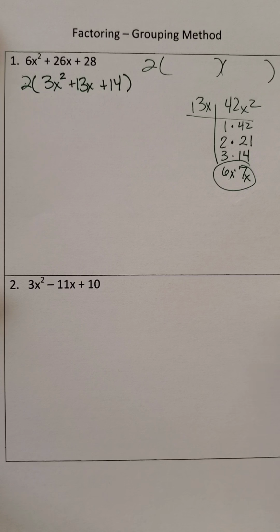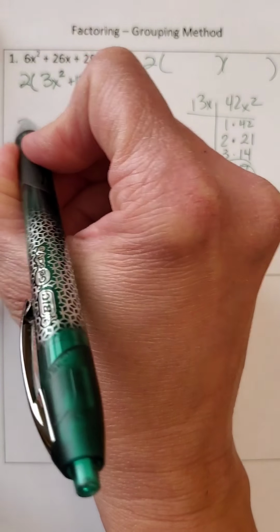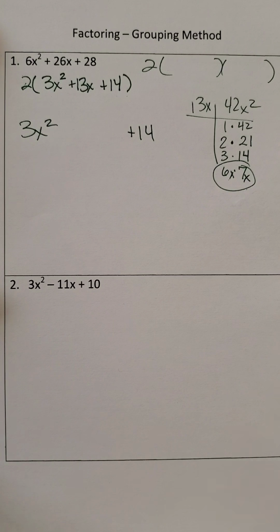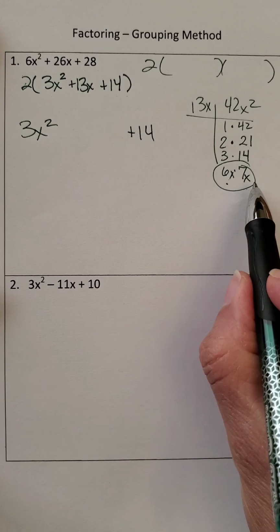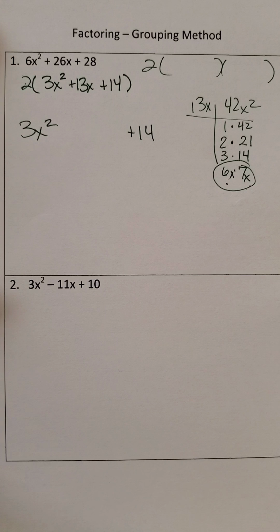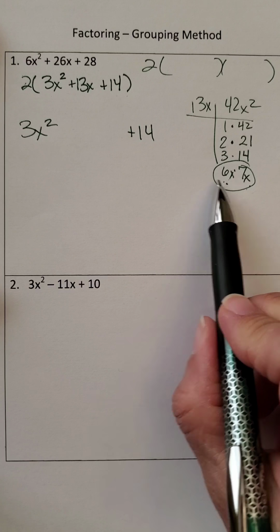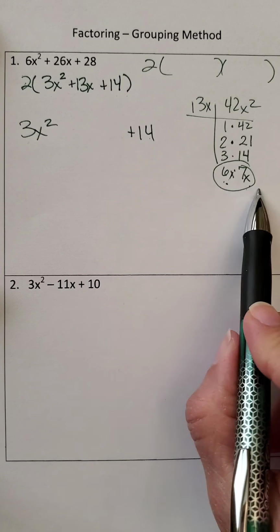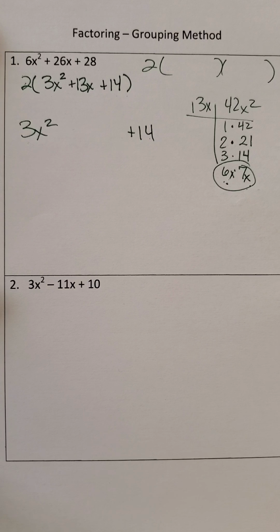So in the grouping method, what I do is I take the 3x squared and the 14 and I put them down, but I save room because I'm going to split that 13x into 2 parts, 6x and 7x, which still equals 13x. I'm just changing a little bit how it looks. And I'm going to put the 6x first because I see the 3 and the 6 have a greatest common factor of 3, and I know that the 7 and 14 have a greatest common factor of 7. So to me, that just naturally goes that way.